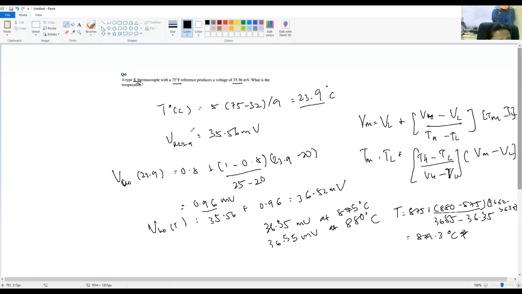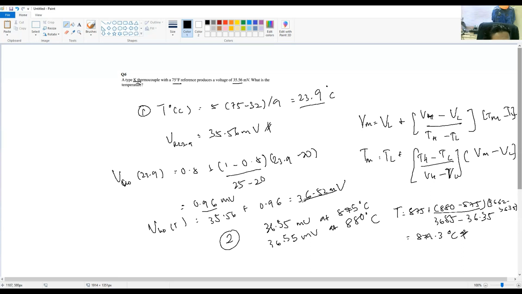The first step, make sure you first convert into Celsius, using this formula. You can check the formula in the notes. After that, we have to use interpolation. So this is the voltage, and then you have to add the voltage, 35.56 plus 0.96, to get the voltage here. And then from this one you have to refer to the table.